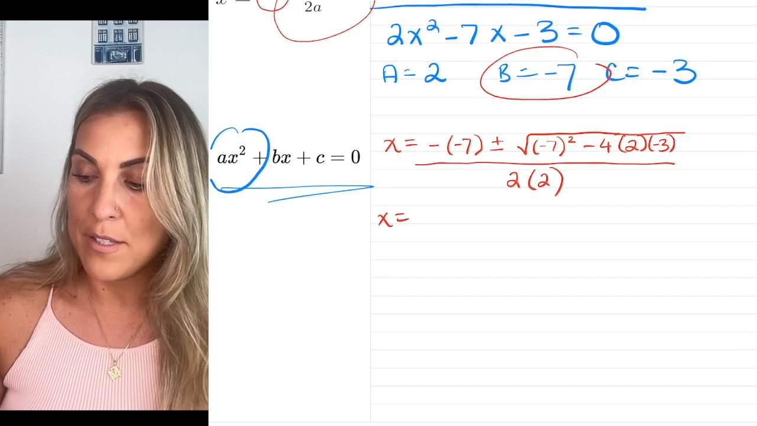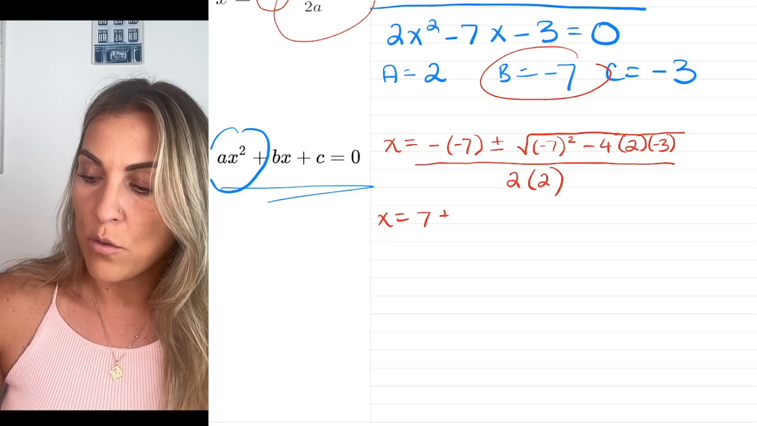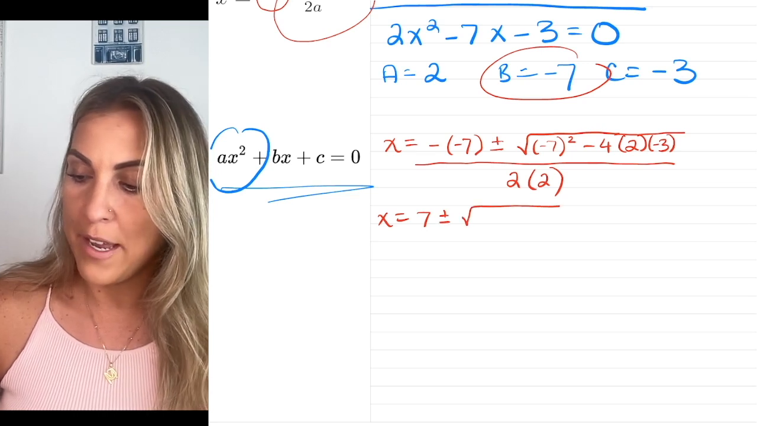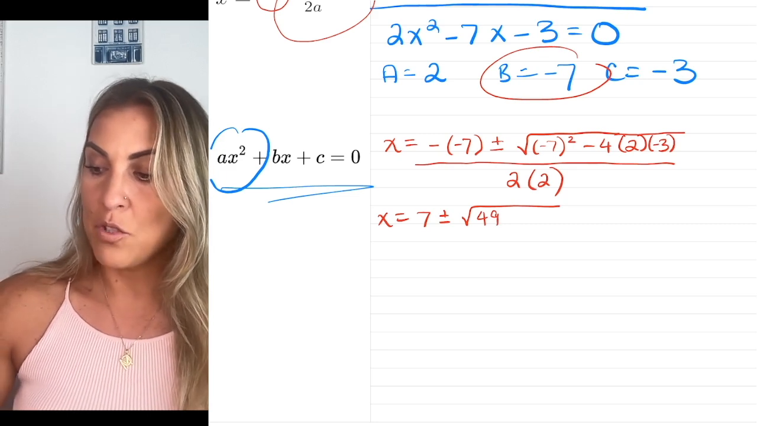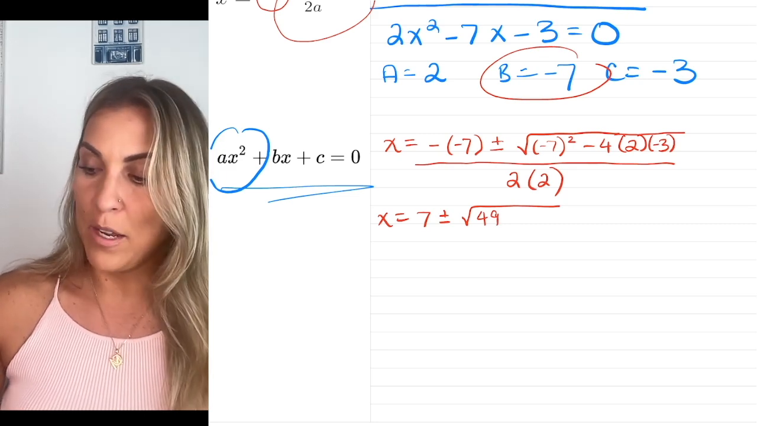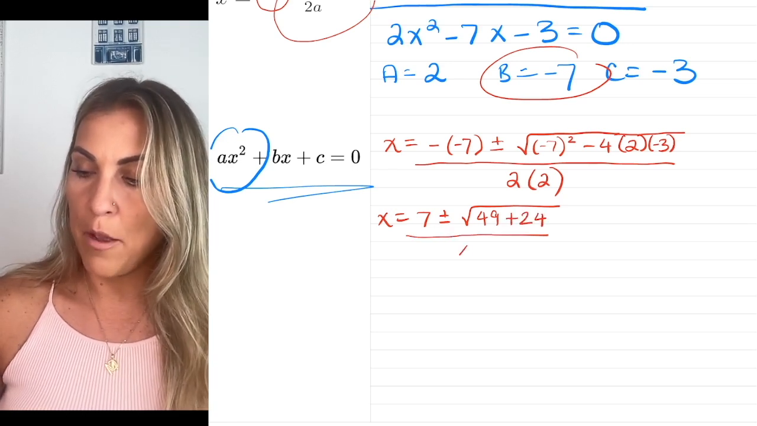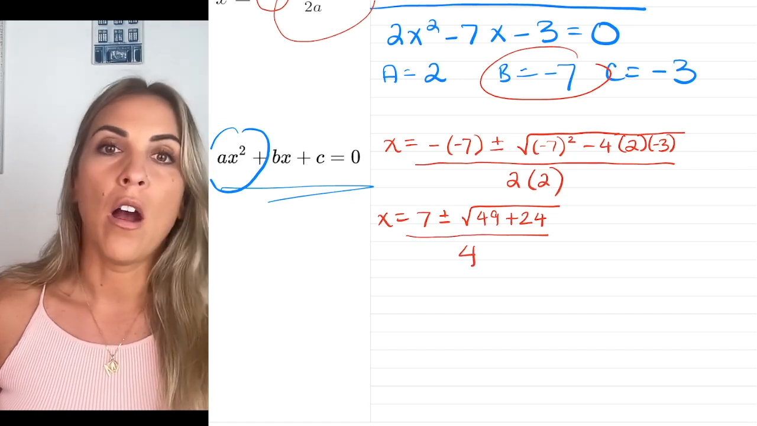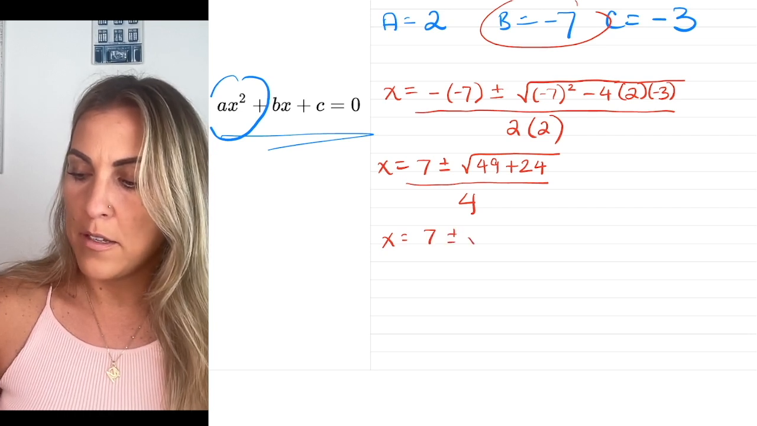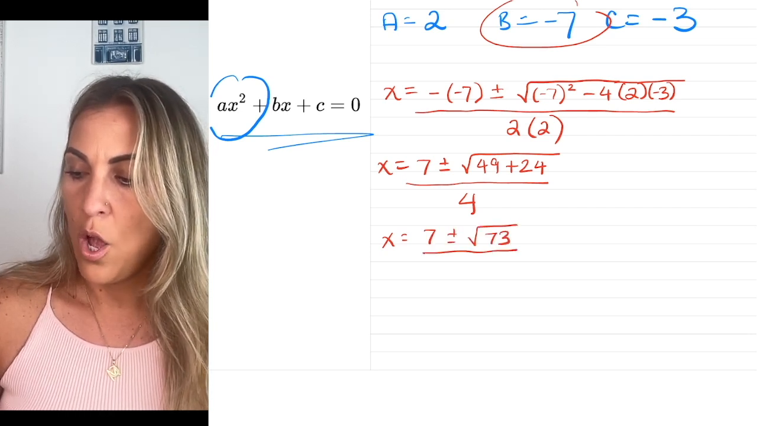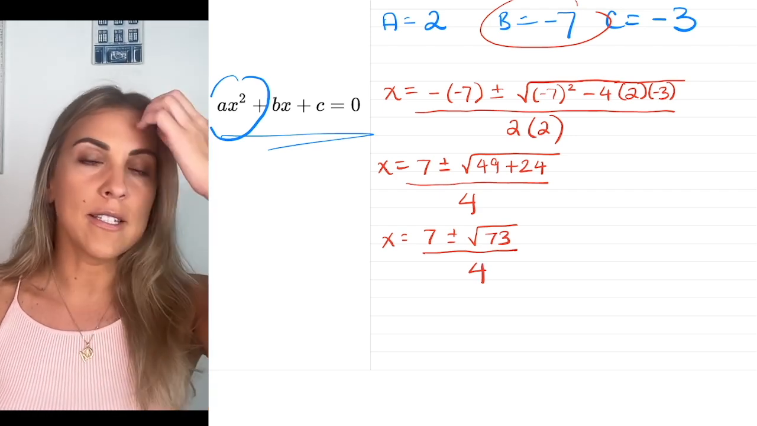So we have negative 7, which is the same thing as negative 1 times negative 7, so we get 7 plus or minus the square root of negative 7 squared is 49. Negative 4 times 2 times negative 3 is going to give me a positive 24. And all that is divided by 4 because 2 times 2 is 4. All right, if I keep going, I get x equals 7 plus or minus the square root of 73 all over 4.